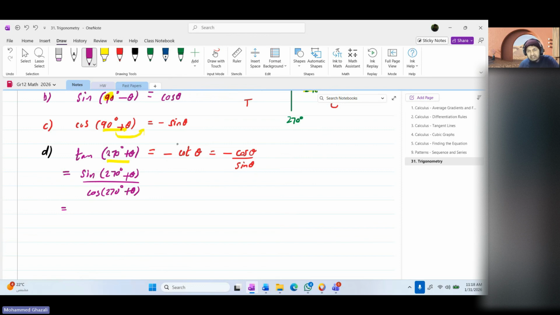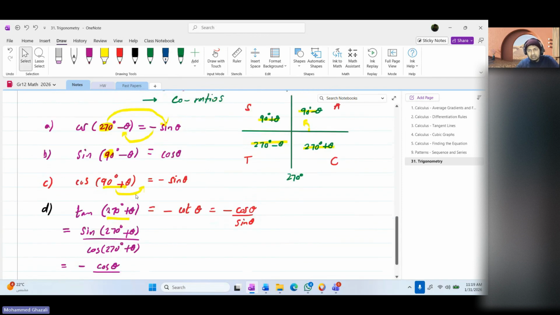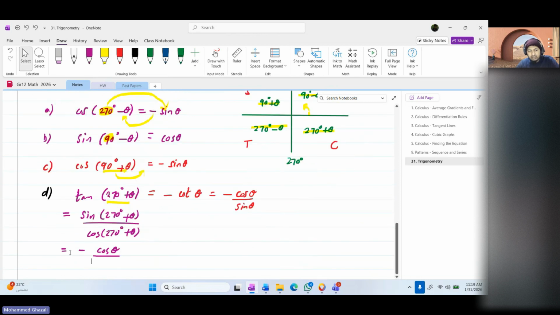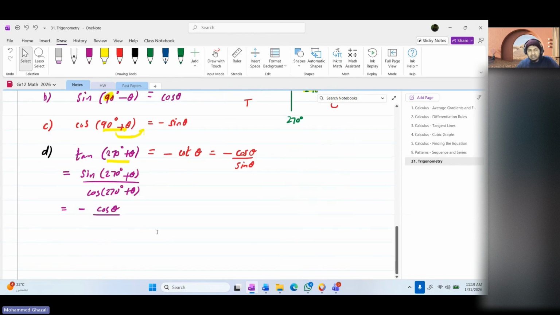Sine of 270 plus theta, that's in the fourth quadrant. Sine is negative, so negative cos theta. And cos of 270 plus theta is in the fourth quadrant and cos is positive there. So it changes to sine theta. So see, we ended up with the same answer. Any questions, guys? We good? Right, so now these are just some basic problems.